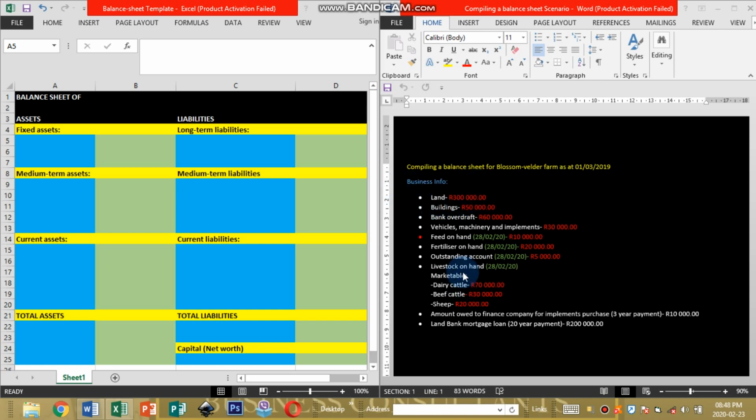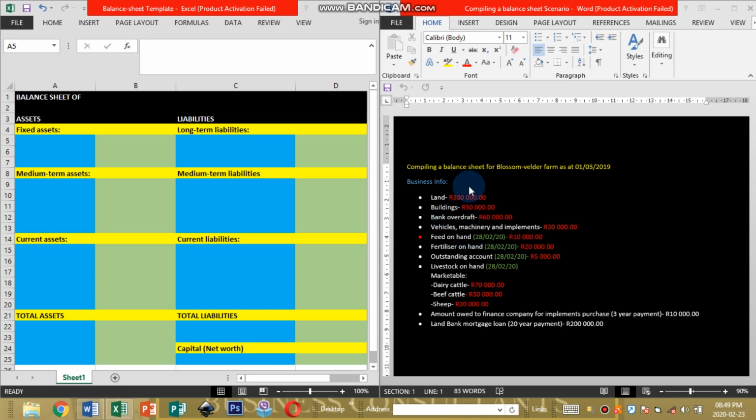As you can see here, these are all the assets of this business. You're going to use this scenario to know this process overall, and use this intel in designing and compiling your own balance sheet, yearly balance sheet actually. These are the assets of this business: the land, the buildings, bank overdraft.